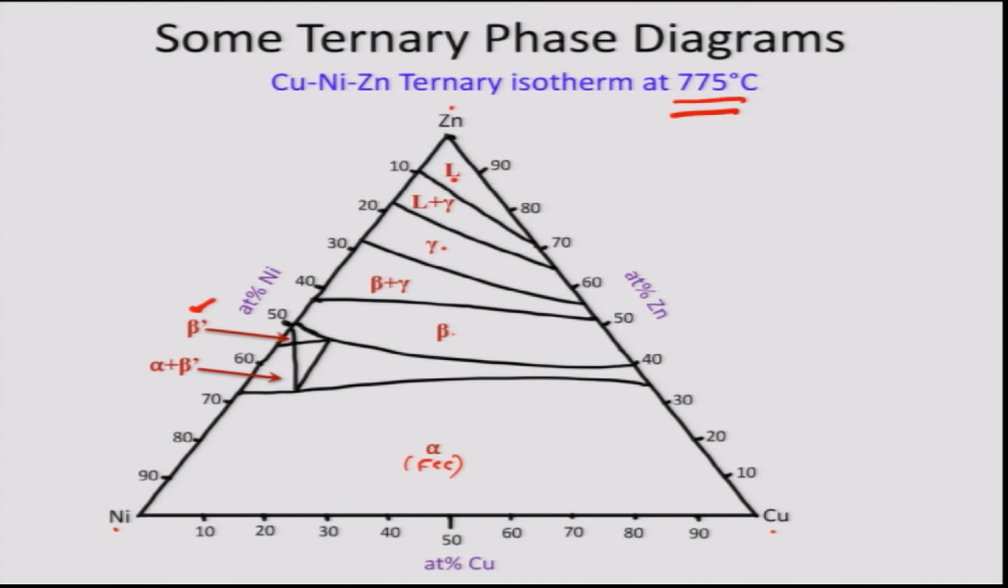Between any two single phase regions there would be a two phase region, and so we can see the two phase region alpha plus beta here, then beta plus gamma, liquid plus gamma. Similarly, we have alpha plus beta prime here. This one here is beta plus beta prime. In each of the two phase regions we can draw the tie lines which would roughly look like this. So in alpha plus beta the tie lines may look like this.